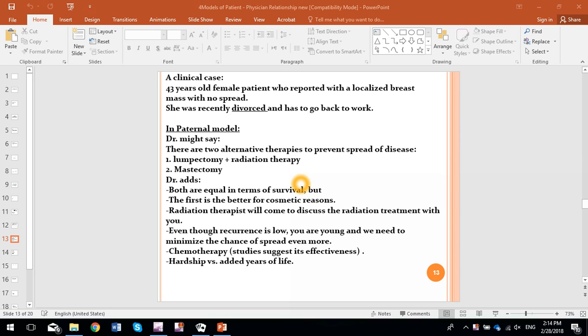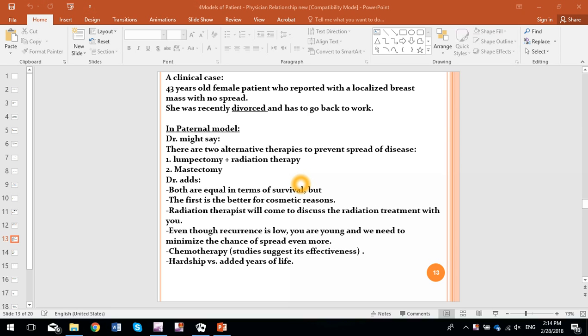As you can see here, the patient did not say any word. In the paternal model, all the talk, all the discussion is from the physician perspective. Line of treatments, and he suggests the equal, because of the equal survival, suggests the first one for cosmetic purposes. Again, he ordered the patient to go to the radiation department to set the program.